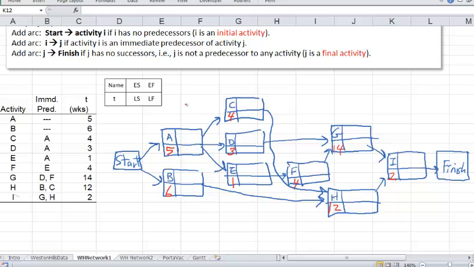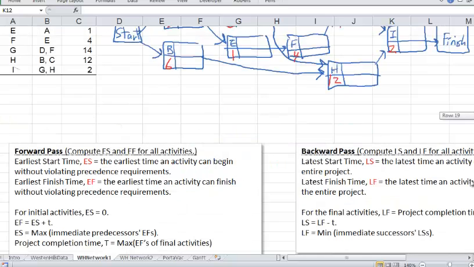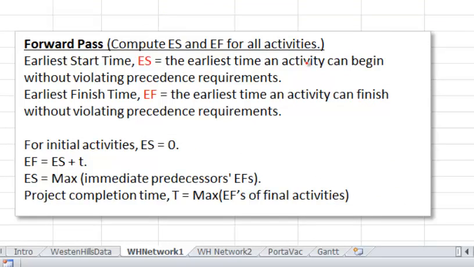First, we do the forward pass. Well, it tells you what to do here. Forward pass. In forward pass, we fill in the ES and EF in the boxes. ES stands for the earliest start time, and it represents the earliest time an activity can begin without violating precedence requirements. Earliest finish time is the earliest time an activity can finish without violating precedence requirements. For the initial activities, that is the ones without the predecessors, ES is equal to 0 because you could start the activity right away, 0 weeks into the project.